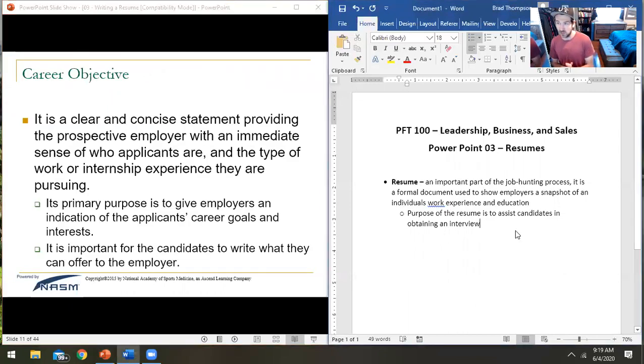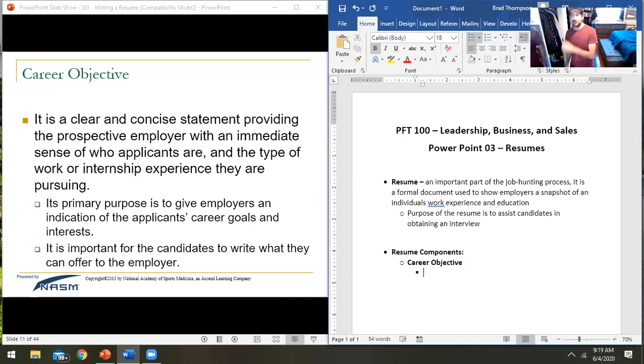Now, in your resume, one of the most important things that you want to have, and this is a mistake that I made for quite a while actually, but you want to include what is called, actually, let's do this. Resume components, because that's how I do it when I'm in the class. Career objective.